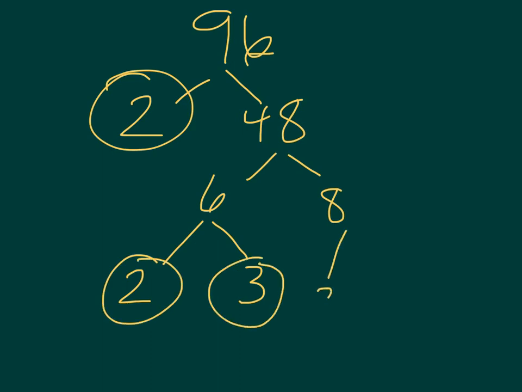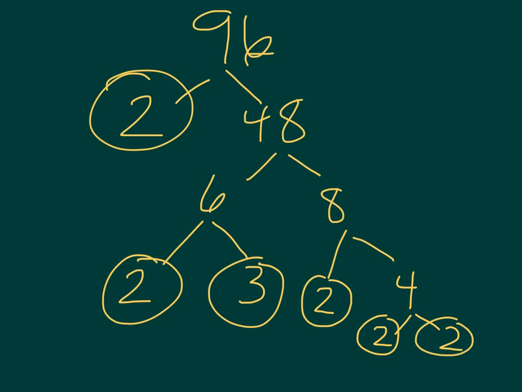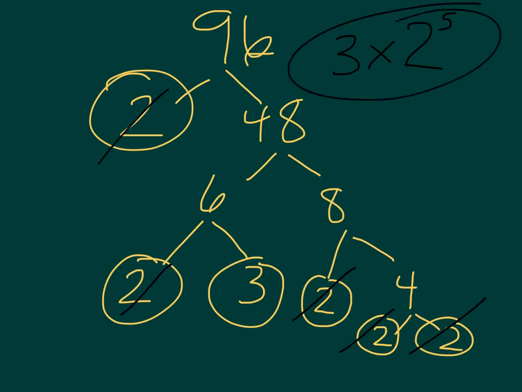You have 8, you have 2 and 4. 2 is a prime number. 4 needs to be broken down some more. They're all prime numbers, so my prime factorization is 3 times 2 to the 5th power. It should look like that.